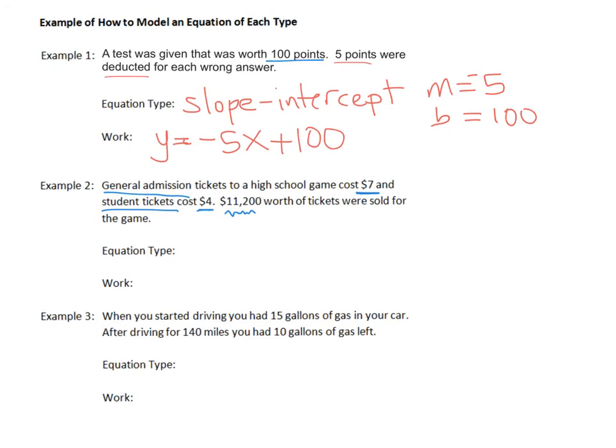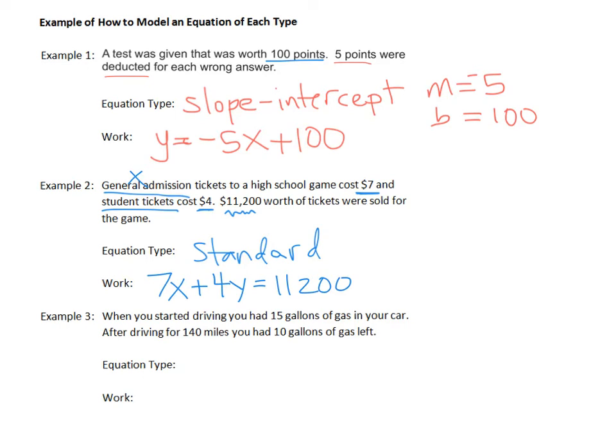So what equation type would that be? Well, that would be standard. The way we would write this equation is that it is $7 for every general admission ticket, and let's have general admission tickets represented by the variable x because we don't know how many of those we sold. So $7 for each general admission ticket, plus we take in $4 for every student ticket, so 4 times y, is equal to the total number of dollars that were taken in at the game.